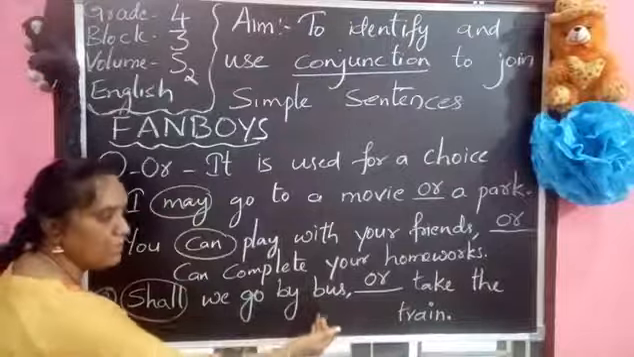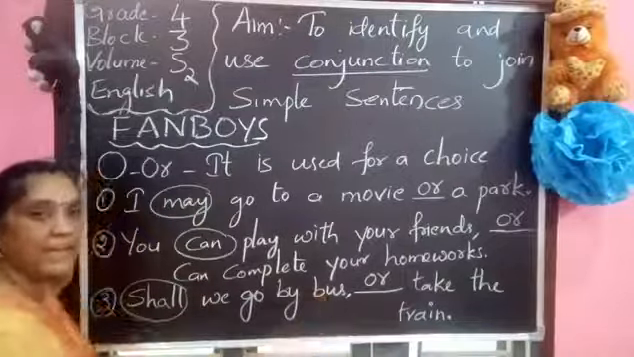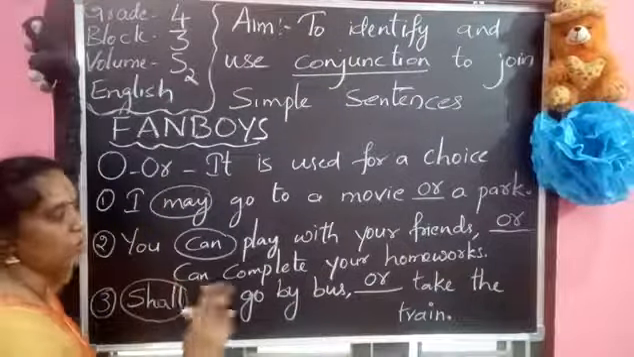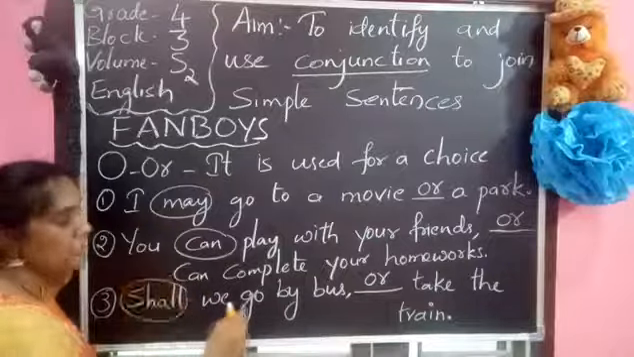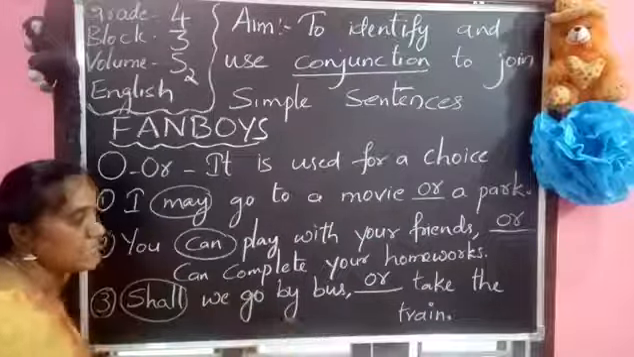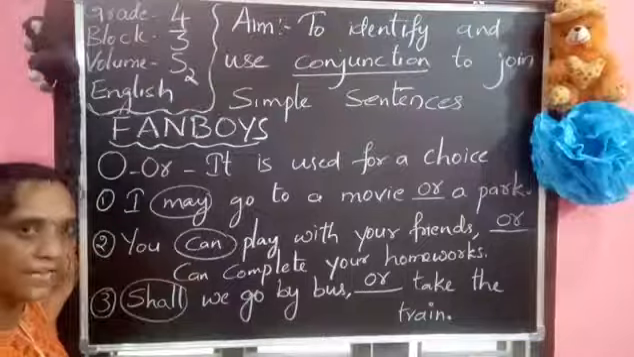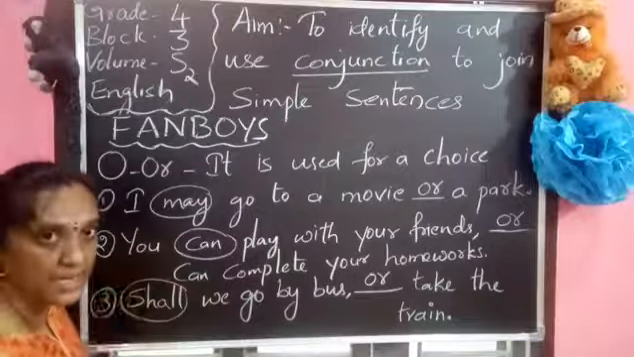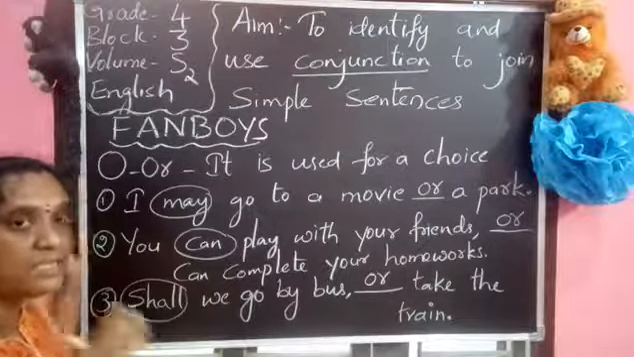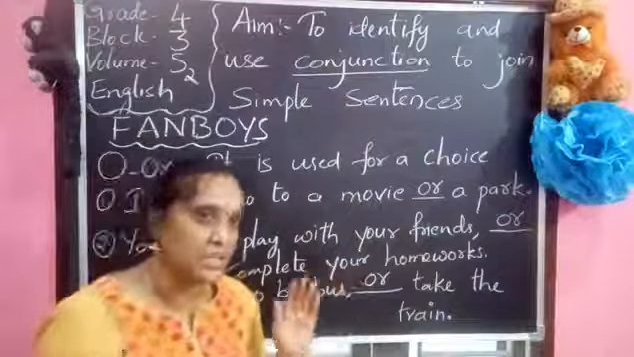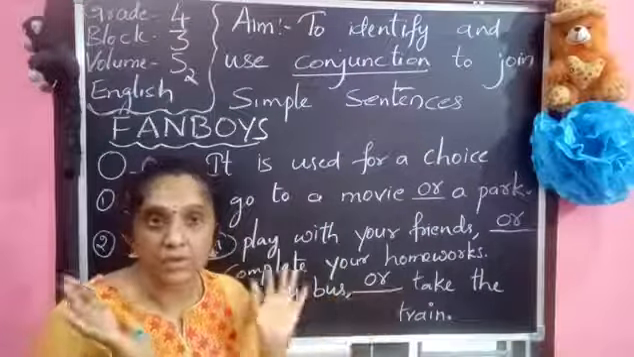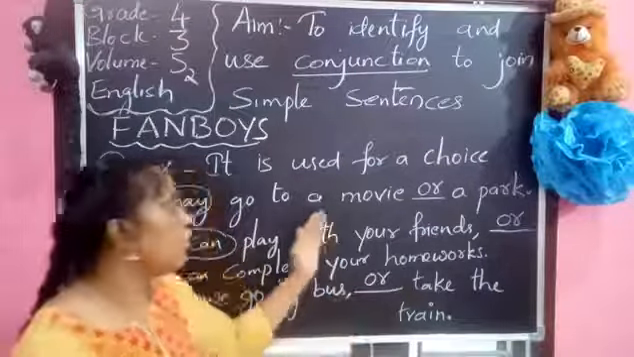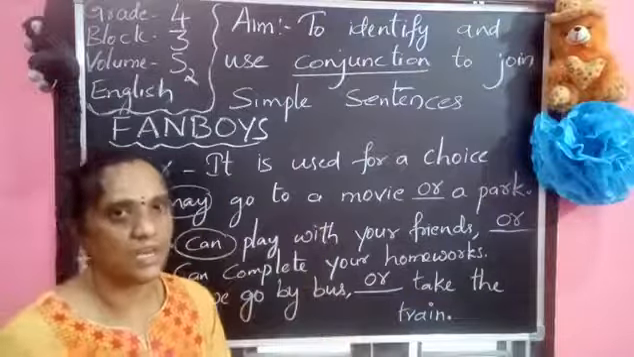Shall we go by bus or take the train? We cannot go by both. Okay. So when choice is there in the sentences, means when two sentences are given in such a way that we can find some choice, then we want to use the conjunction or.